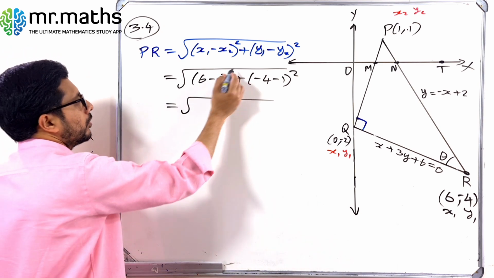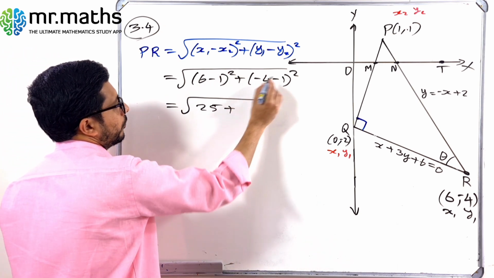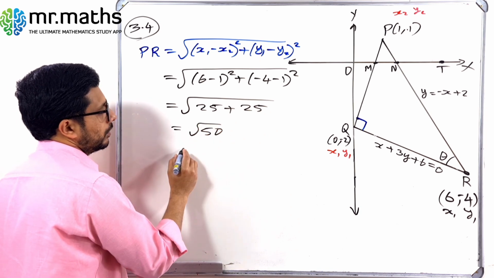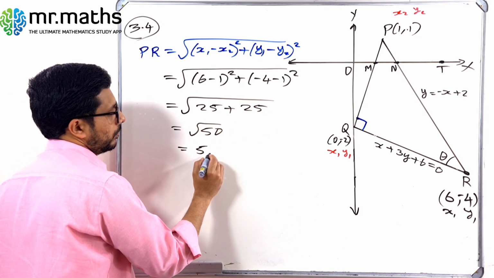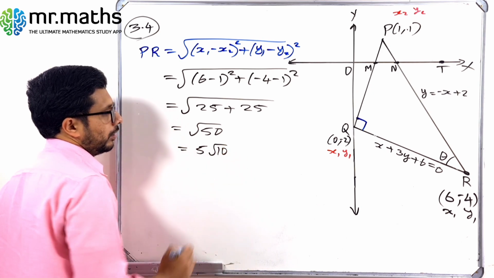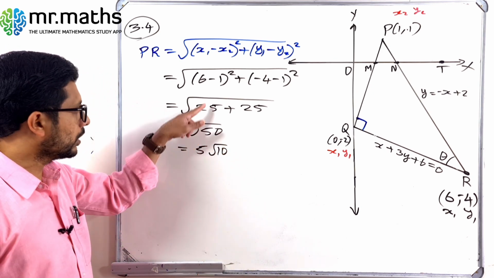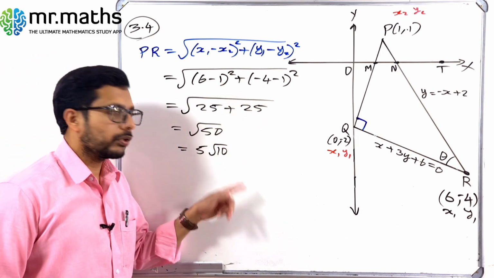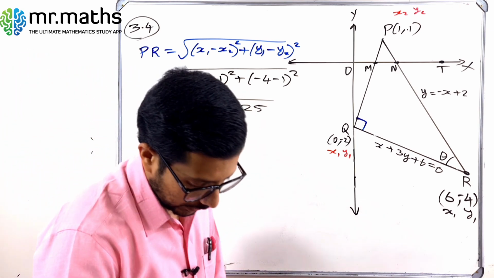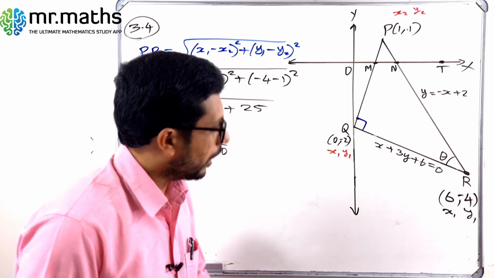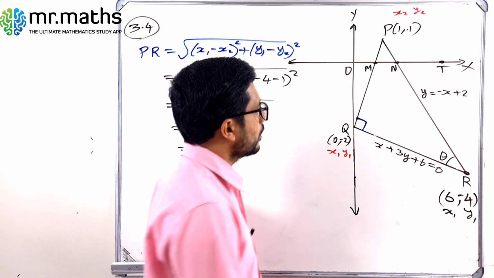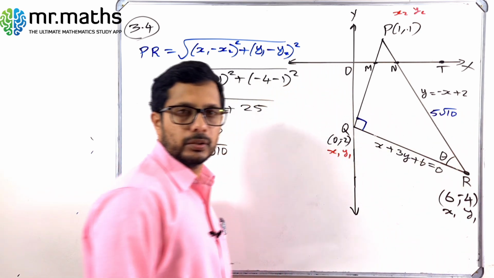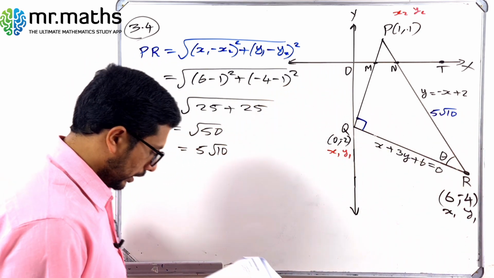Okay, 5 squared is 25 plus 5 squared is 25. So it is square root of 50. So what is that? 5 square root of 10. Am I right? Guys, don't worry about this calculation. You will get the answer in your calculator as 5 root 10. So that is the length of PR. So that line, the length is 5 root 10. That is the length of PR. Okay, now let's move to the next question.